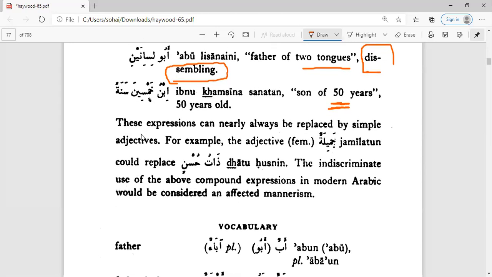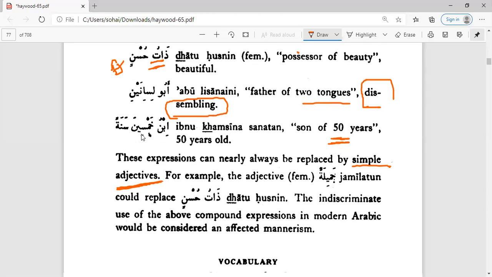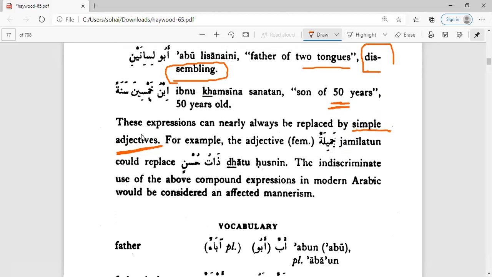As you do more and more, it becomes easier. And like Burhan pointed out earlier, what we've just done now are often replaced by simple adjectives. Zatu Hasanin here is talking about a girl, so Zat is feminine. If you want to say she is beautiful, instead of saying Zatu Hasanin, you could just say Jamilatun.